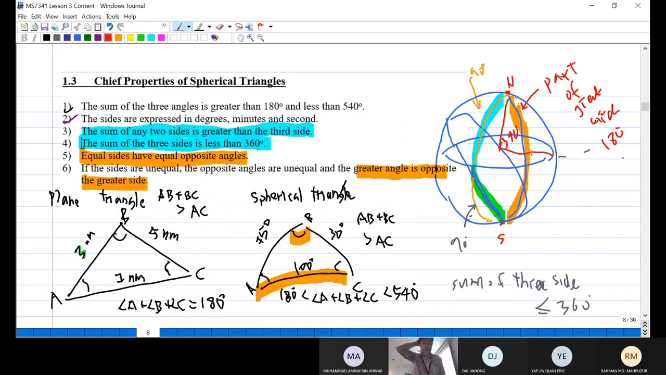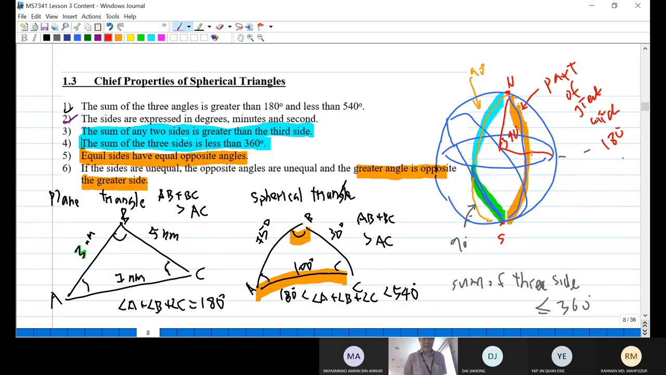So let's look at some properties of a spherical triangle. One of the properties of a spherical triangle, very different from the plane triangle, is that the sum of the three angles is always greater than 180 and less than 540. On the left side is a plane triangle, add up the angles ABC, you find that it is always 180 degrees. But for a spherical triangle, you add up the angles, this sum is always greater than 180 and less than 540. So this is the first property of the spherical triangle.